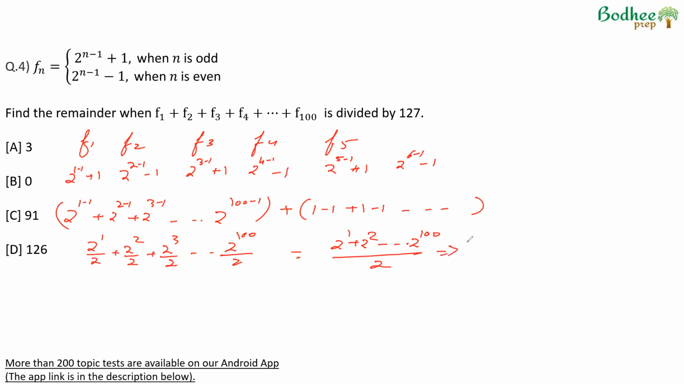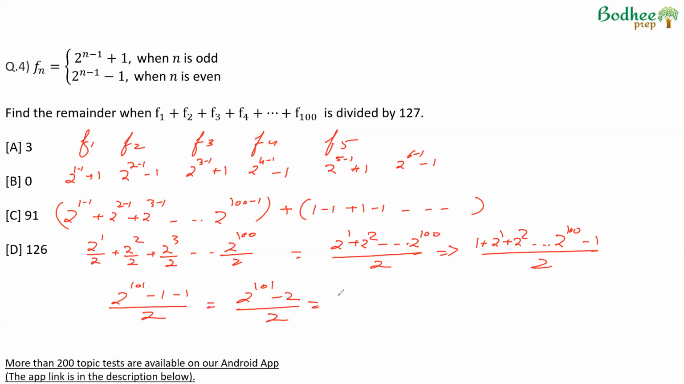This can further be written as, if we add 1 and subtract 1, 1 plus 2 raised to power 1 plus 2 raised to power 2 and so on till 2 raised to power 100, minus 1 upon 2. This entire term, the first 101 terms, can be written as 2 raised to power 101 minus 1 upon 2, and therefore 2 raised to power 101 minus 2 upon 2. This is nothing but 2 raised to power 100 minus 1. Dividing by 2, we get the value. So this expression equals 2 raised to power 100 minus 1.